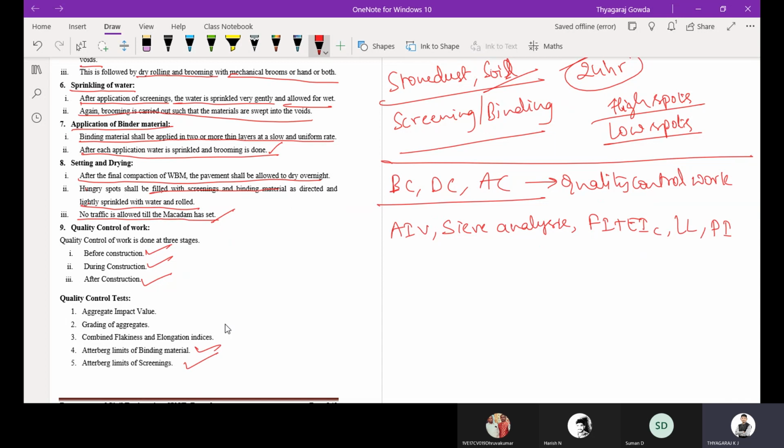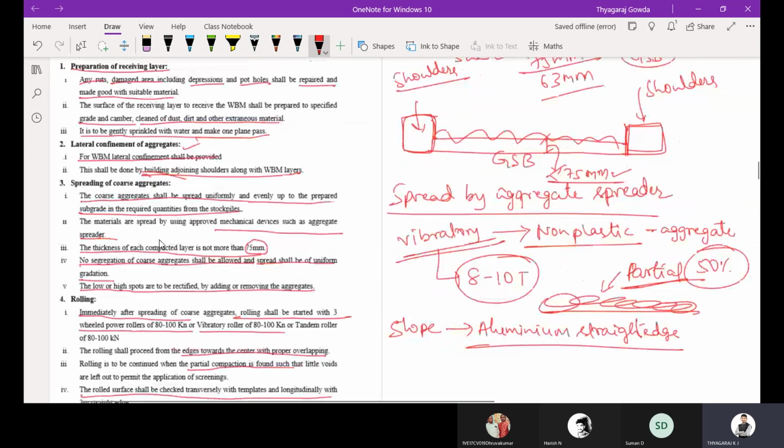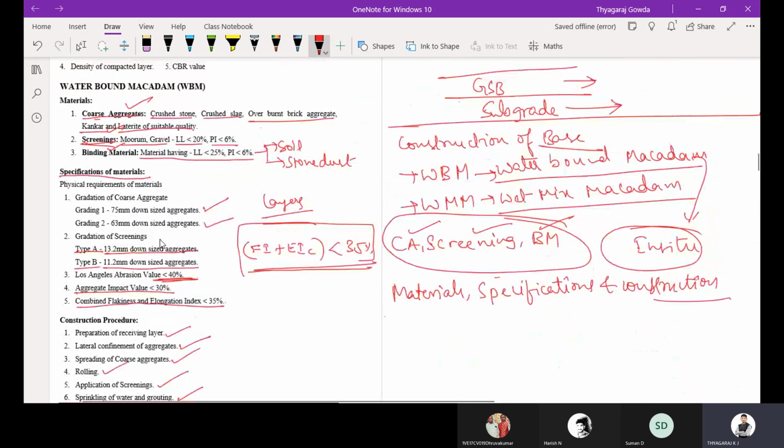These are some important concepts of constructing the WBM layer. Remember, WBM layer is an in situ method of base layer construction. And the materials we have seen are crushed stone, crushed slag, overburnt aggregate, or laterite that you are going to use.